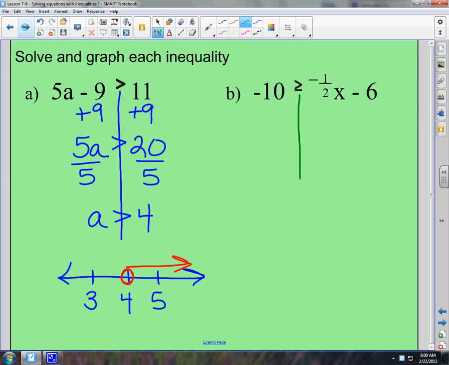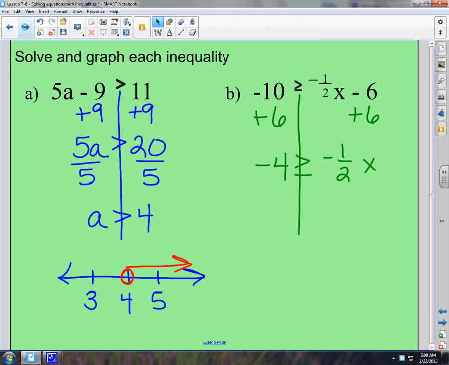All right, here we have a fraction. So first I'm going to start with this 6, add 6 to both sides. So -10 plus 6 is -4, is greater than or equal to -1/2 x. So now I'm going to multiply by the reciprocal, which is -2/1. Now, I'm multiplying or dividing by a negative, so that means I have to switch my sign.